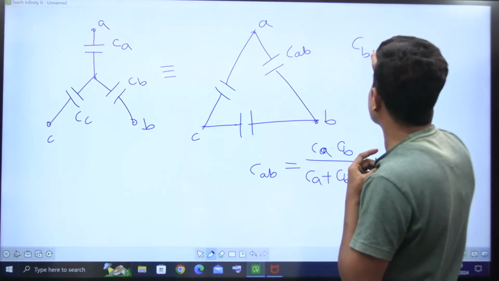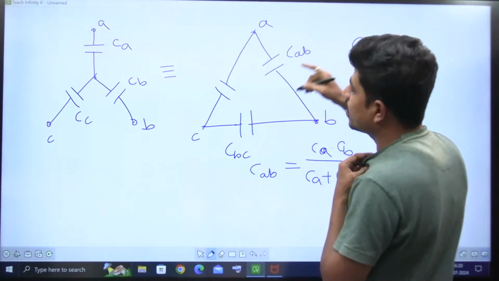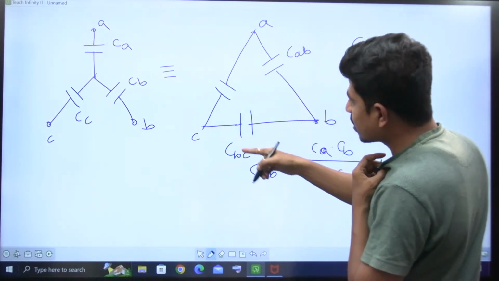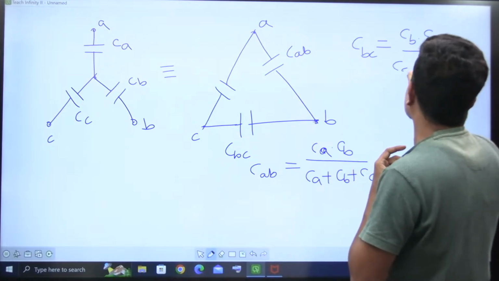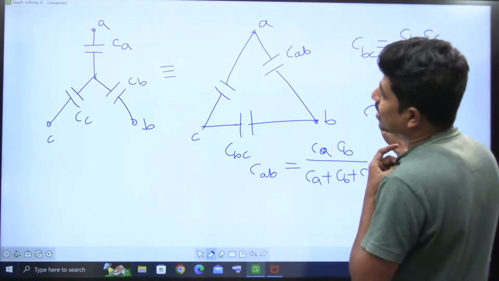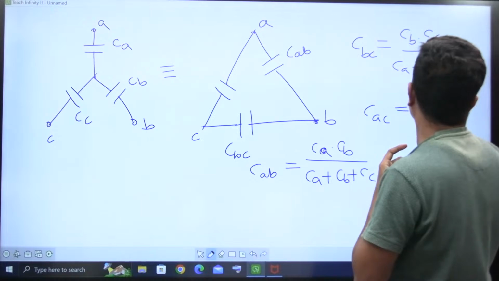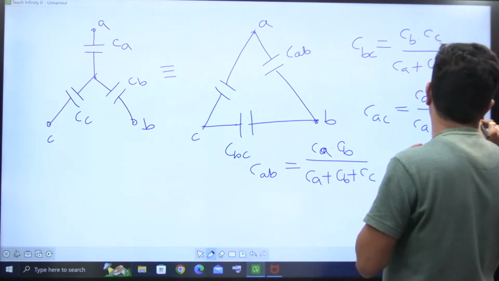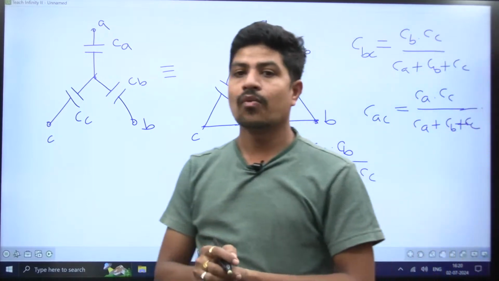And CBC. What is CBC? Product of the connected elements, C in between B and C, what are connected? CB into CC, by CA plus CB plus CC. What is CAC? CAC is equal to CA into CC by CA plus CB plus CC, right? Done? This way we are going to understand.